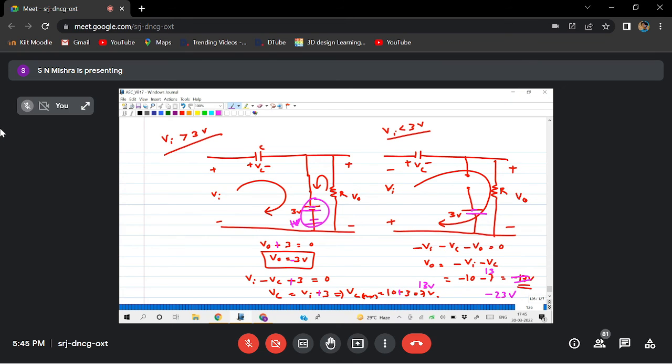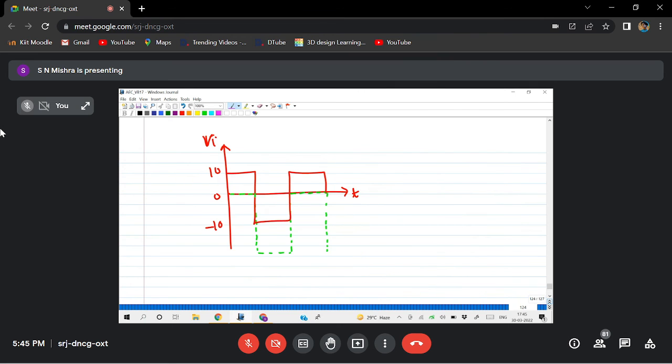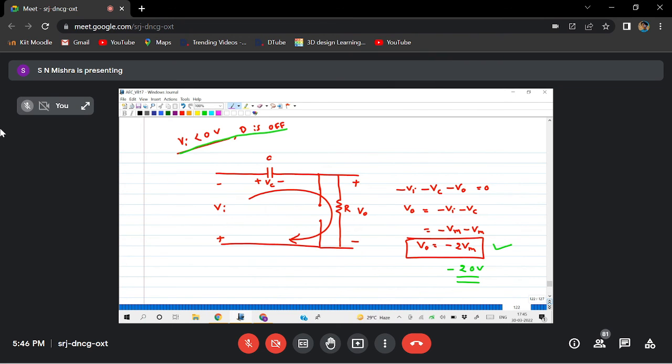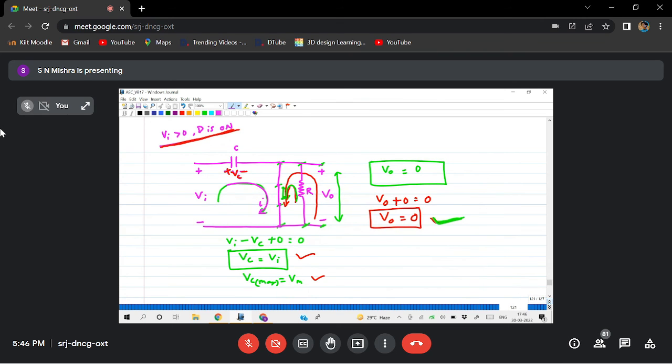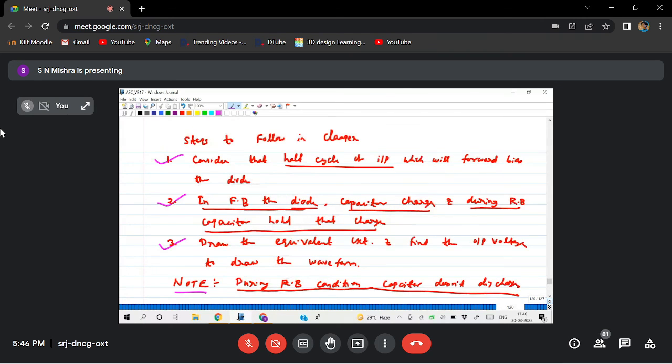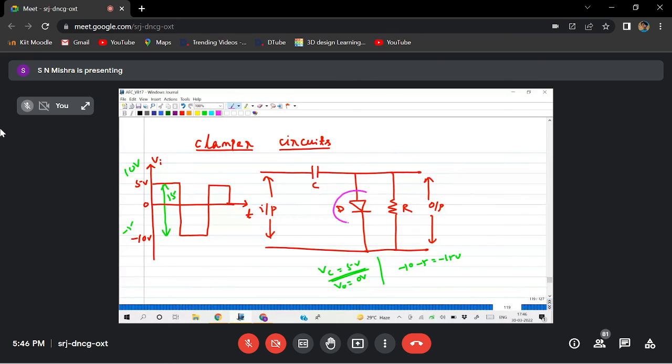And tomorrow, next class, we'll take the other type of clamper. It was shifting downward, that will shift upward. You can also practice that one by taking just a simple change: you orient the diode like this. Then it will be shifted upward. So we'll discuss this one in next class. If you have time, you can practice. It is quite easier compared to clipper. So you can get it easily.